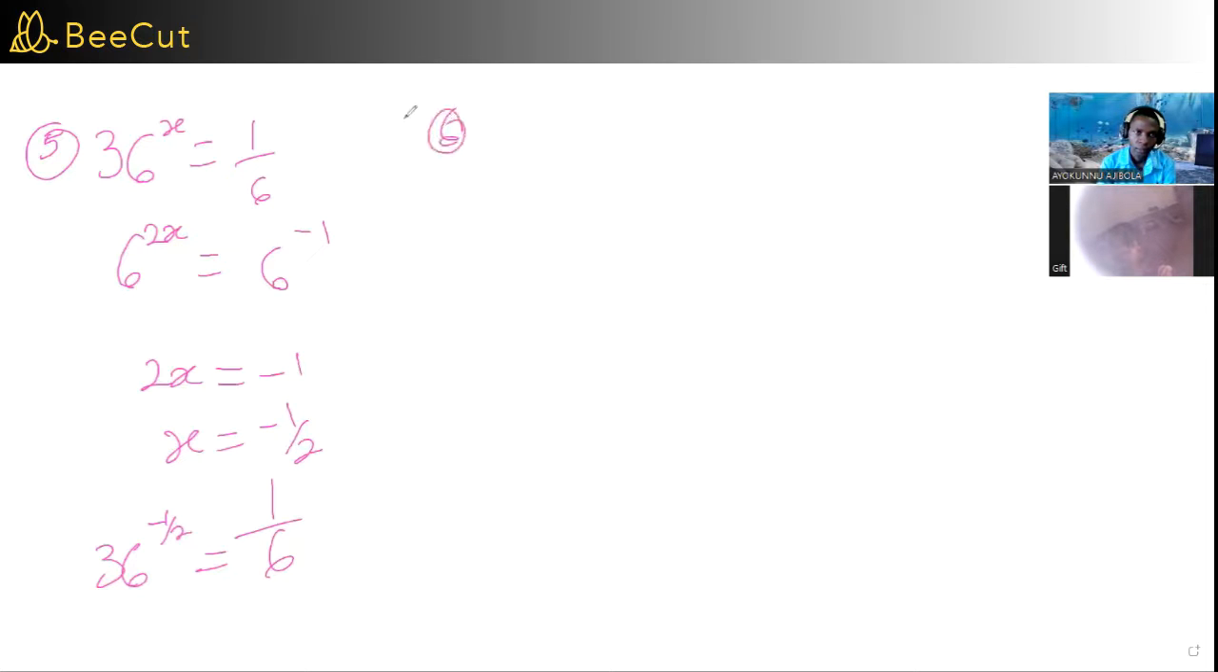Now to number 6. Sixth question. This question says 7 raised to power x equal to 49. Obviously, we know 7 is the factor of 49, so 7 raised to power x equals 7 raised to power 2. Once we equate this, then you can say x equals 2.